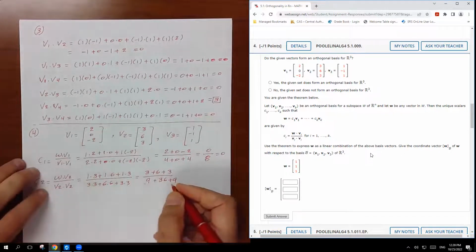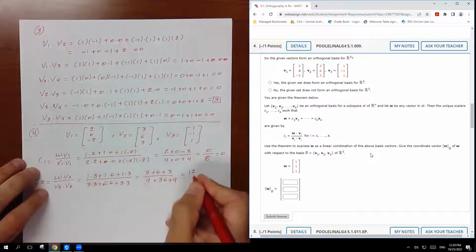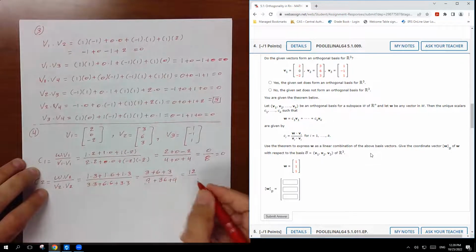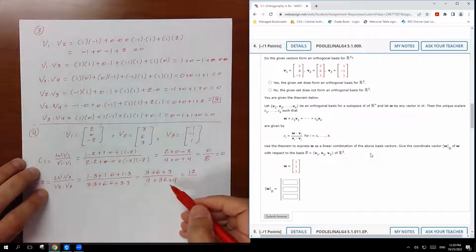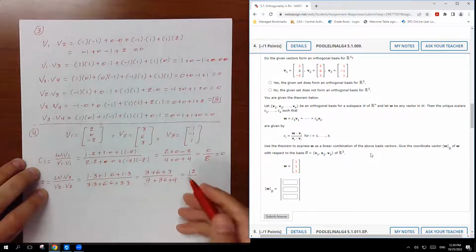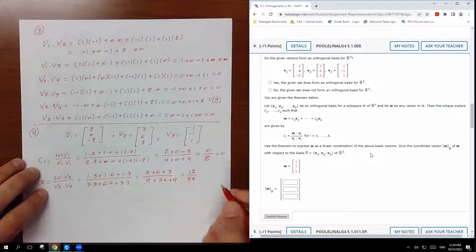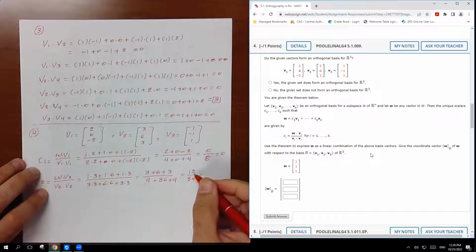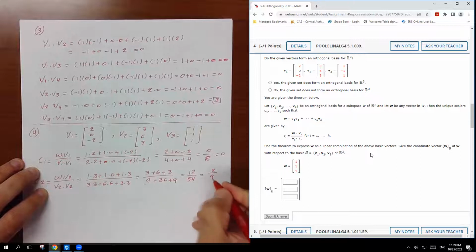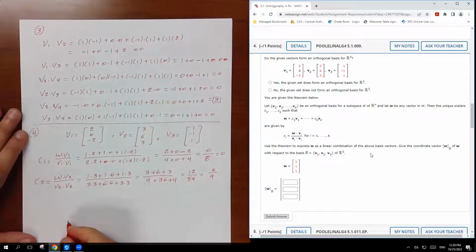So on the top, this one is going to be 12, because 9 plus 3 is 12. And here, 9 plus 9 is 18, plus 36 is 54. Simplify this one: you can divide by 6, which gives 2 over 9. So here is the second scalar.